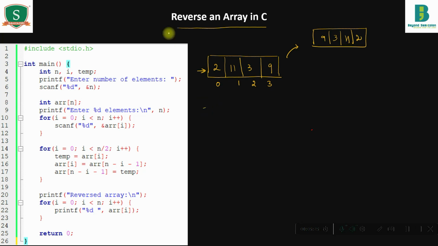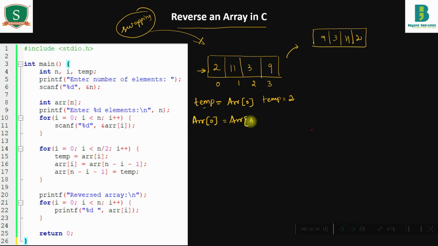What we are going to do here is use the concept of swapping numbers in the array and develop the logic. Let's consider temporary is a variable equal to array of 0. So now temporary is a variable holding the value 2. Array of 0 is equal to array of 3. Array of 3's value is 9, so we are updating this value to 9. Next, array of 3 is equal to temporary. Temporary is holding the value 2, so 9 will be replaced with 2.